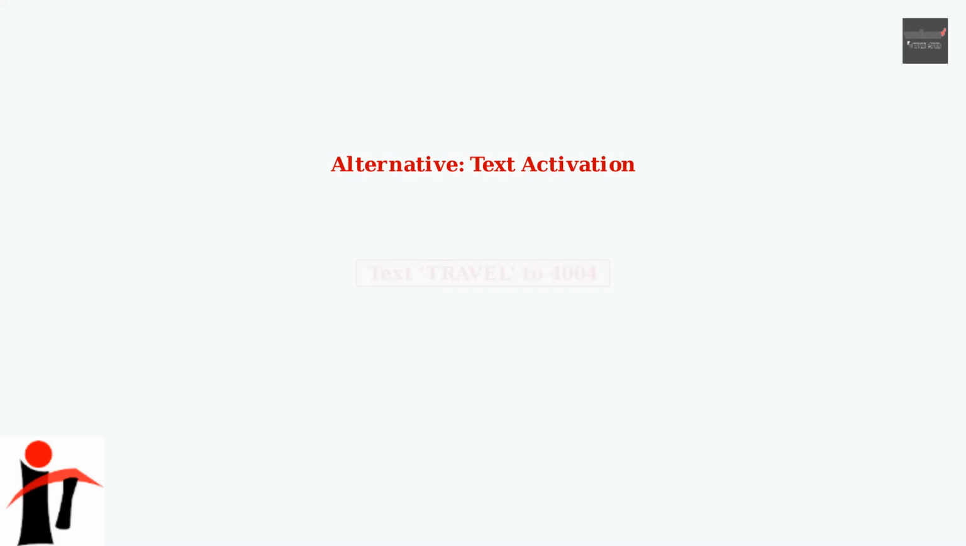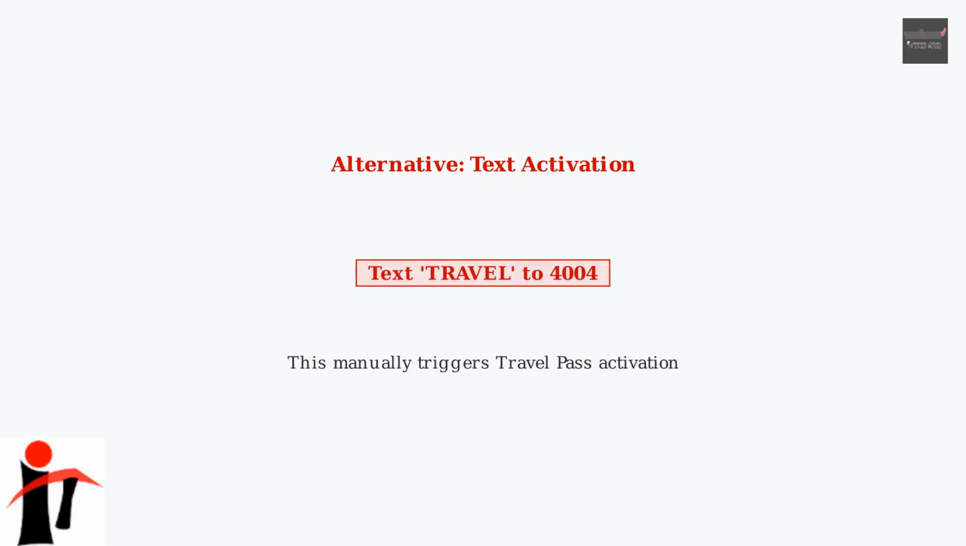As an alternative activation method, you can send a text message. Simply text the word TRAVEL to 4004. This manually triggers Travel Pass activation on your account.